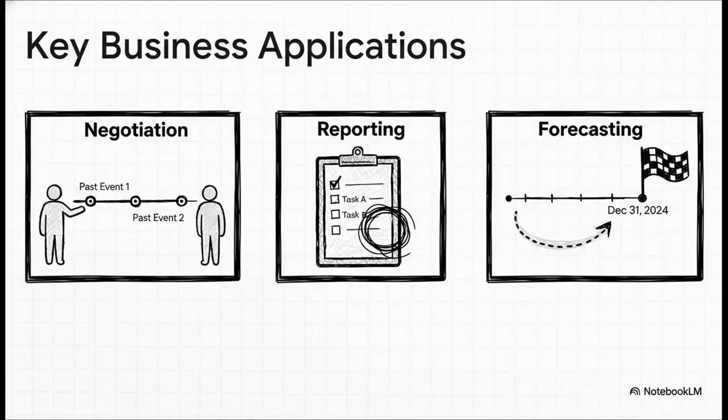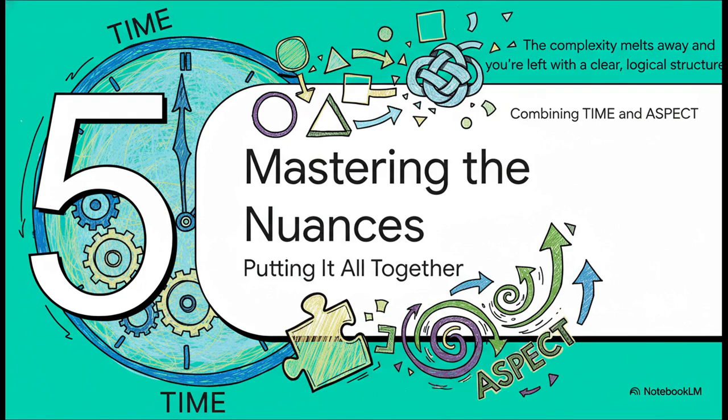And when you really get this, you get a serious strategic advantage. In a negotiation, you can use the past perfect to lock in a timeline of events. In a report, the continuous aspect can clarify what's still in progress, and when you're forecasting, the future perfect can set crystal clear expectations for what will be done by a certain deadline. So let's pull all of this together. Once you start seeing the tense system as this simple combination of time plus aspect, all that complexity just melts away. And what you're left with is a clear, logical structure that you can use in any situation.